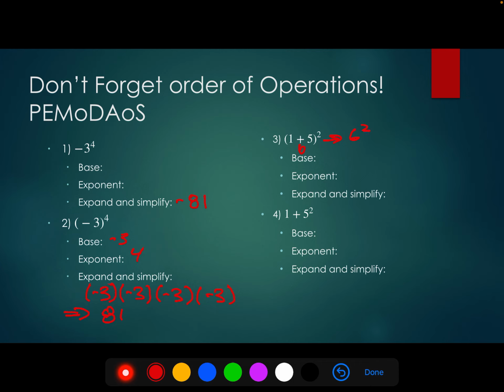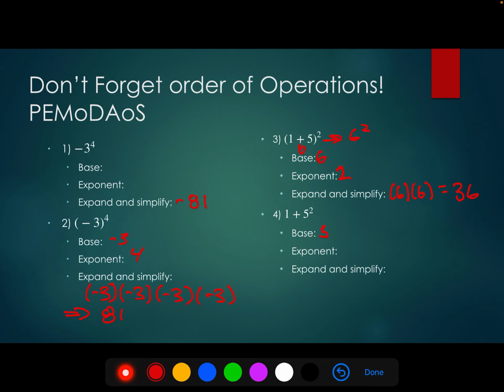So here our base is now 6 with an exponent of 2. So we have to expand and simplify. That's 6 times 6, which is equal to 36. And now for problem 4, we have 1 plus 5 squared, but our 1 plus 5 is not in a set of parentheses. So here, that exponent is only attached to the 5.